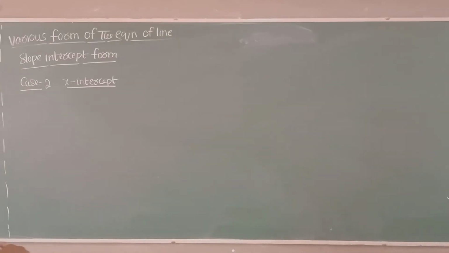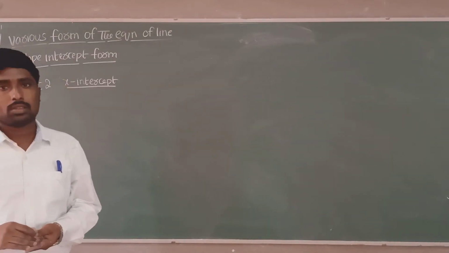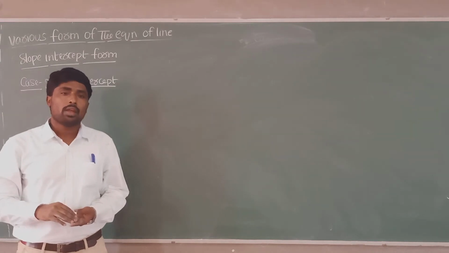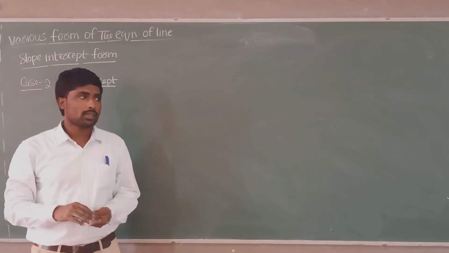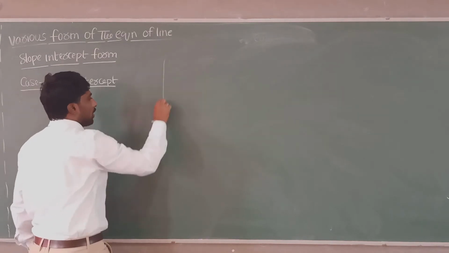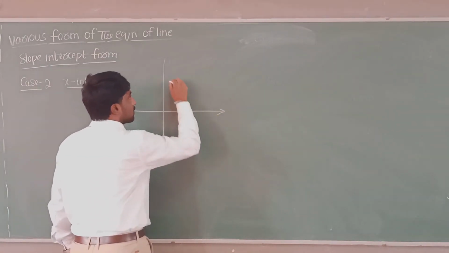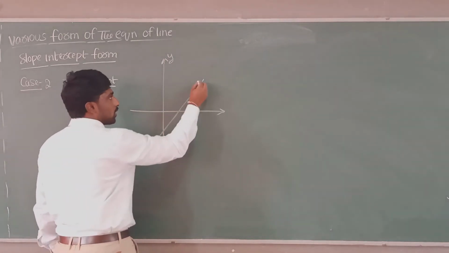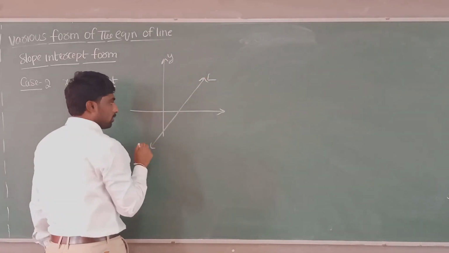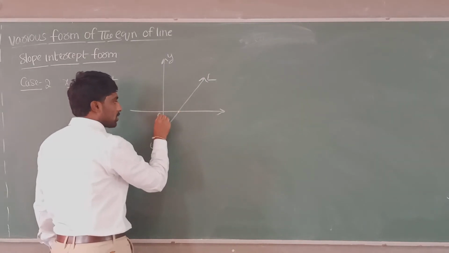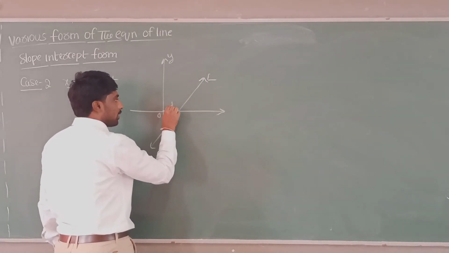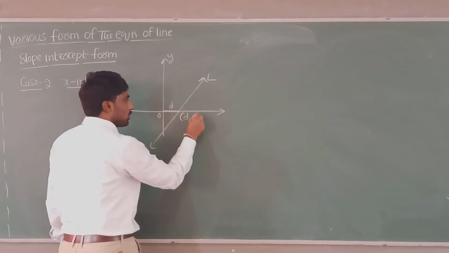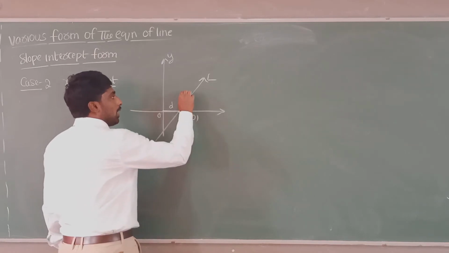Now all of you see here, case 2: the x-intercept. X-intercept means the line cuts the x-axis at a distance d units from the origin. Let me draw a diagram here. This is the x-axis, this is the y-axis, and the non-vertical line is like this. This is L. This is the origin, and from here to here the distance is d. So this point is (d, 0).